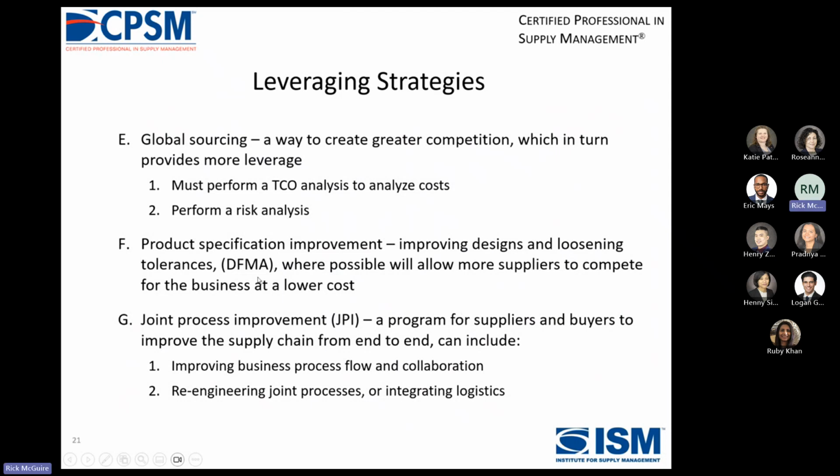Product specification improvement. So improving designs and loosening tolerances, that's basically what DFMA does, design for manufacturability and assembly. Sorry. Where possible, allow more suppliers to compete for business at a lower cost. It's just making the design more efficient, fewer parts, that type of thing. Joint process improvement. So you would do this with your strategic suppliers. Improve the supply chain from end to end, business flow and collaboration, joint processes, and integrating logistics.